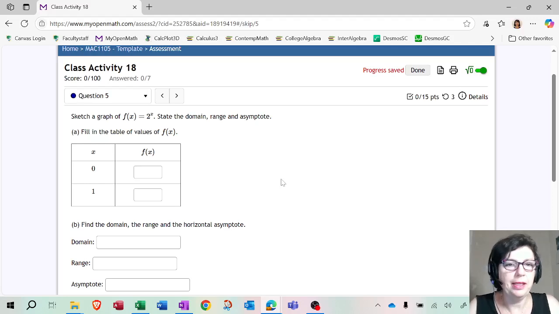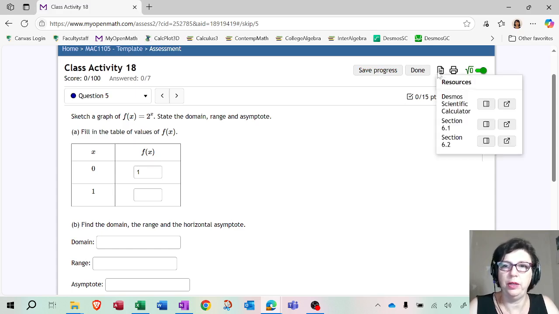Okay, guys, in this example, let's take a look at sketching the graph of the exponential function 2 to the power x. We also want to find the domain, range, and its asymptote. Now, in order for us to sketch the graph, we will need 2 points, basically. Now, at 0, 2 to the power 0 should be 1.